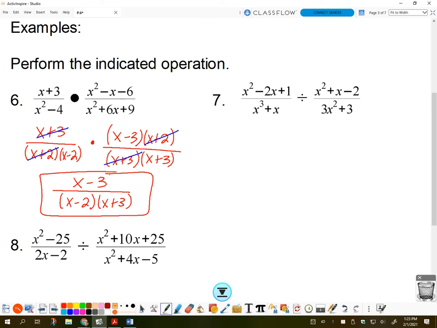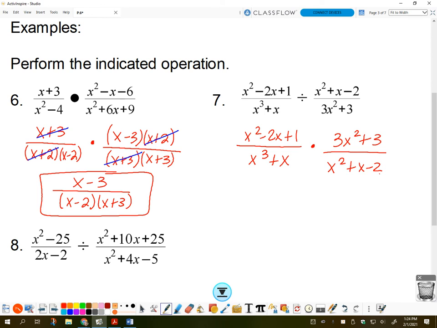Alright, number 7, you have division. So the first step is to remember that you are going to multiply by the reciprocal. Or they taught you keep, change, flip in elementary school. So make it multiplication, flip the second fraction over.